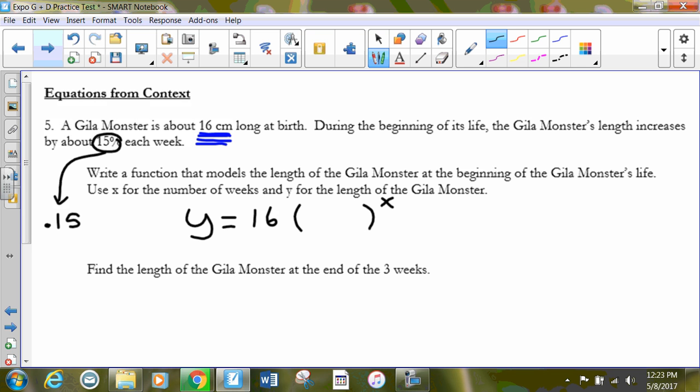So we think about this. Remember, 1 stands for no growth, no decay, right? If I multiply my height by 1 every year, I'm going to stay the same height. And I am, because I'm not growing anymore. Well, at least not in height. So if it's a growth, we're going to add to that 1 however much we're growing. So this Gila monster is growing 0.15. That means the growth factor is 1.15, and we'll put that in there. So there is our function that models what's going on with the Gila monster.